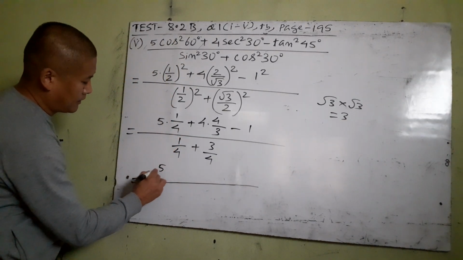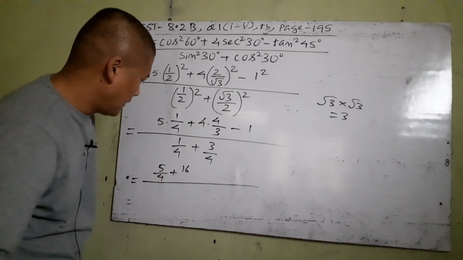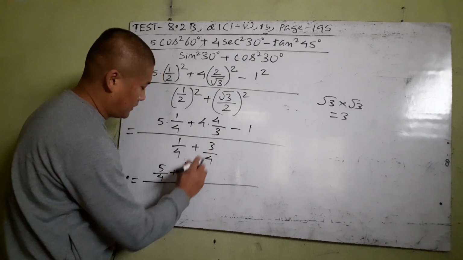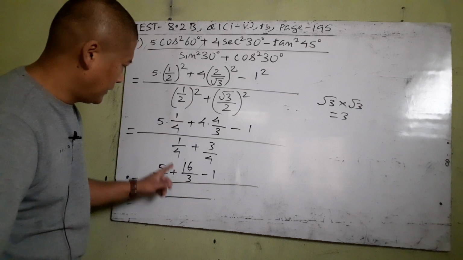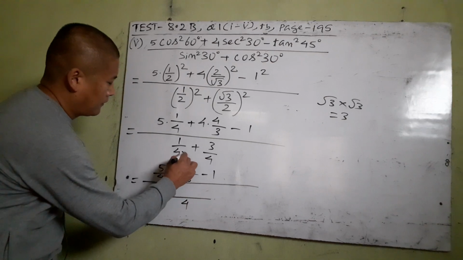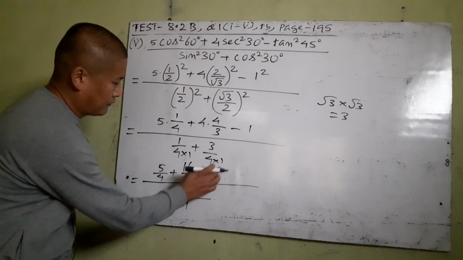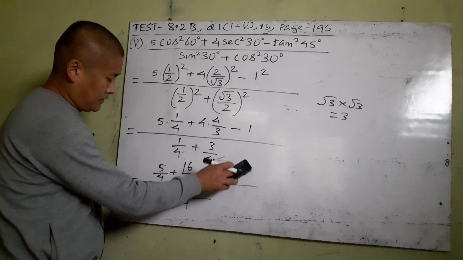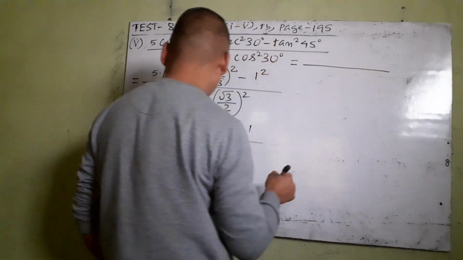And next step, longer line. 5 1s are 5, divided by 4, plus 4 4s are 16, divided by 3, minus 1, and here longer line, and then below the long line, denominator LCM of 4 and 4 is 4, 4 1s are 4, so 1 1s are 1, plus 4 1s are 4 again, 1 3s are 3. Okay, once we're done with that, next step, we go equal to longer line.